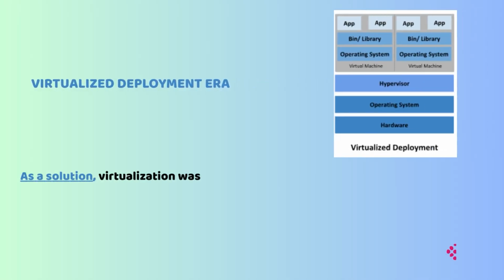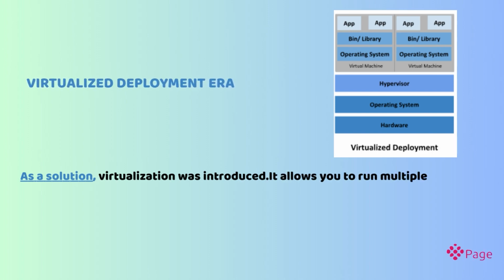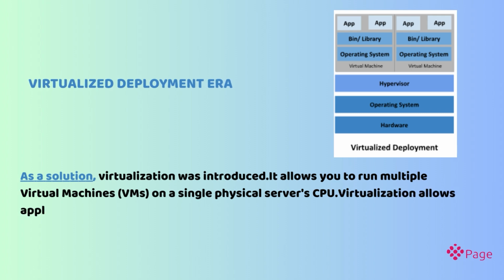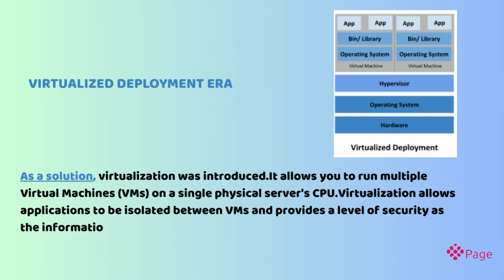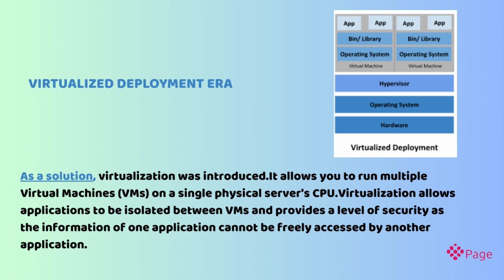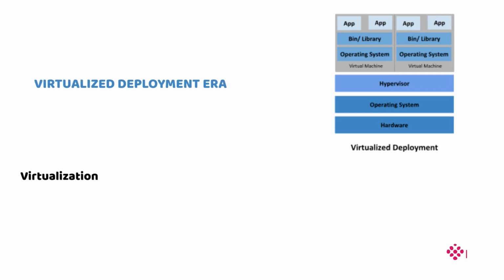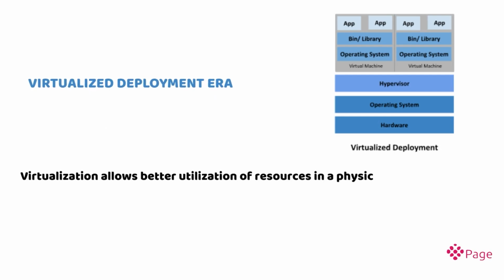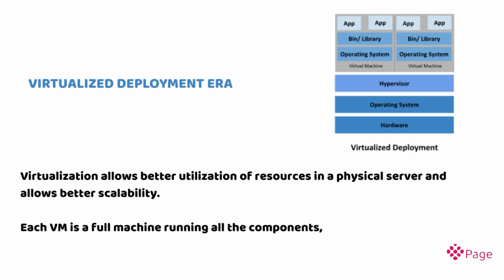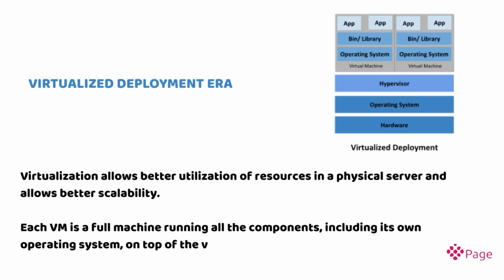Virtualized deployment era. As a solution, virtualization was introduced. It allows you to run multiple virtual machines, VMs, on a single physical server's CPU. Virtualization allows applications to be isolated between VMs and provides a level of security as the information of one application cannot be freely accessed by another application. Virtualization allows better utilization of resources in a physical server and allows better scalability. Each VM is a full machine running all the components, including its own operating system, on top of the virtualized hardware.